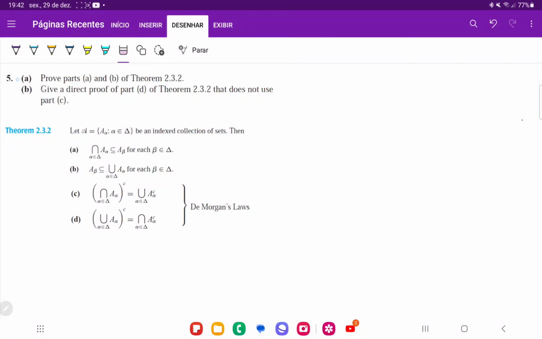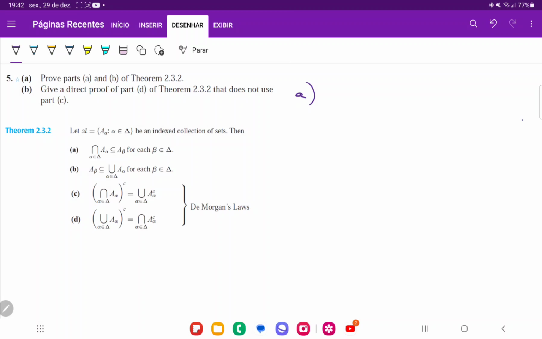Okay, so for problem number 5, we're trying to prove these statements about theorem 2.3.2. We're dealing with an indexed collection of sets, denoted by the subscript A, and each set belonging to this family has its index coming from the set delta, right? For item A, we want to show that the intersection of all the sets in the family is a subset of every single set. So we're saying A sub beta for every beta belonging to delta. For every index in here, the intersection is a subset of it.